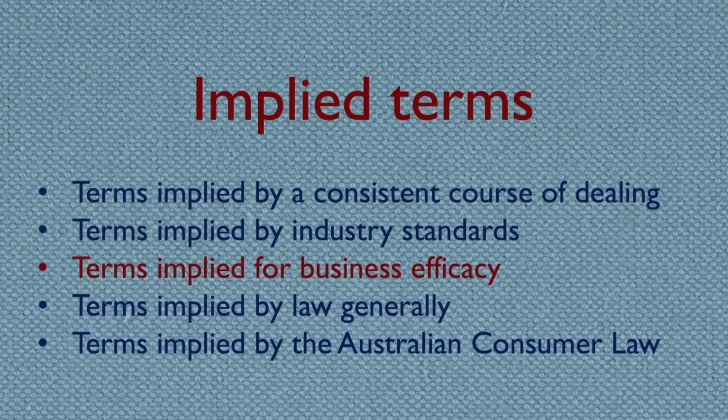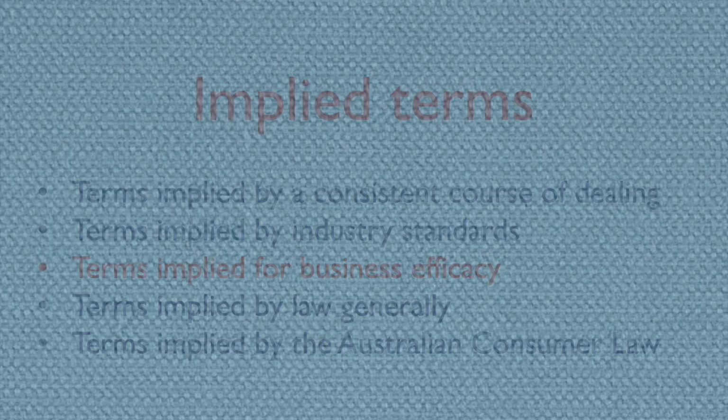A third type of implied term is implied into a contract to give it what we call business efficacy. You see, no contract is so detailed that it covers off on every single possibility or every single possible fact that can be relevant to the contract. Sometimes a contract will be sufficiently certain that it actually qualifies as a contract, but then a dispute will happen, and the dispute will be based on things that the parties just simply never turned their mind to.